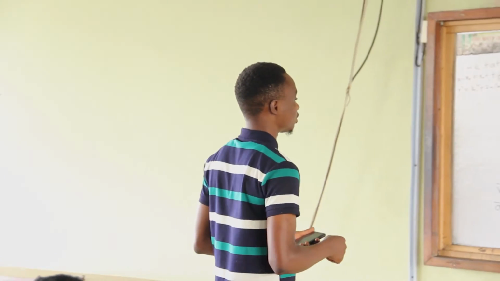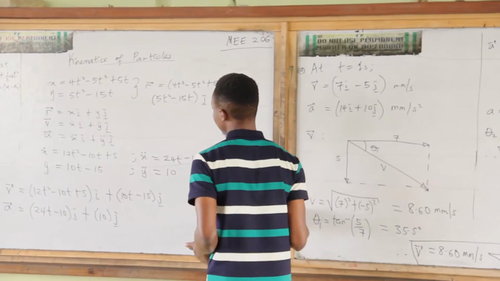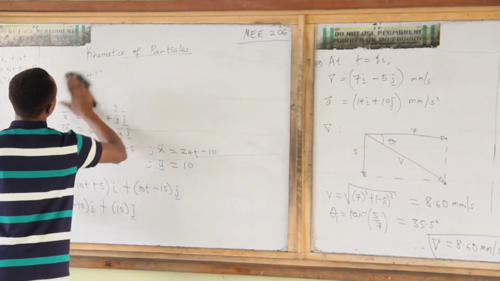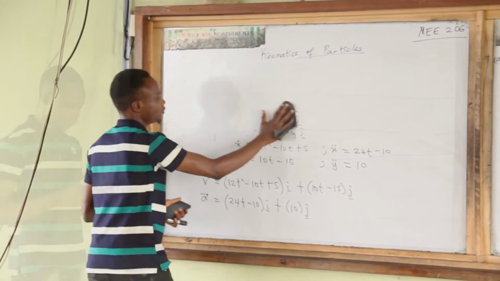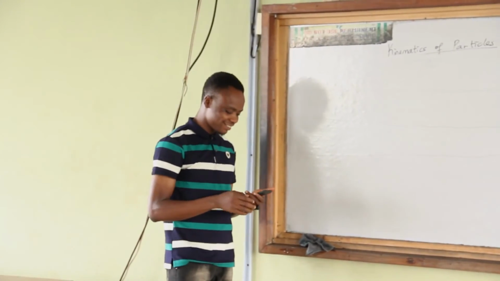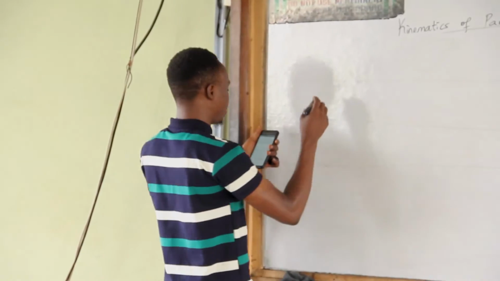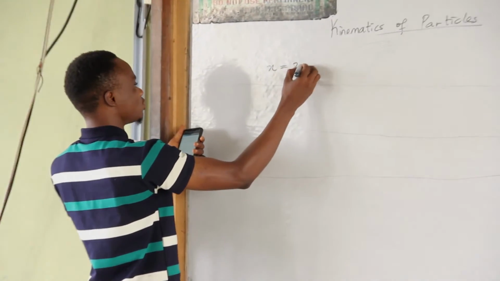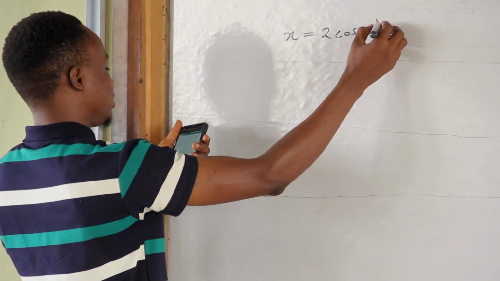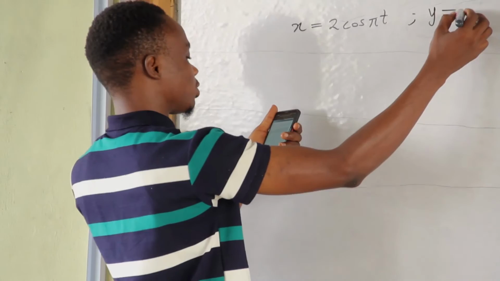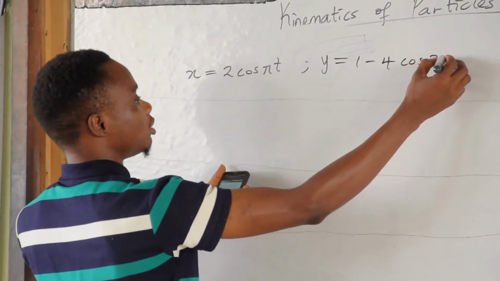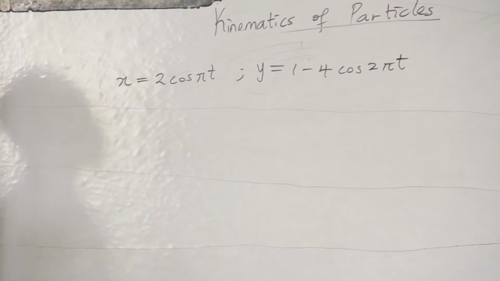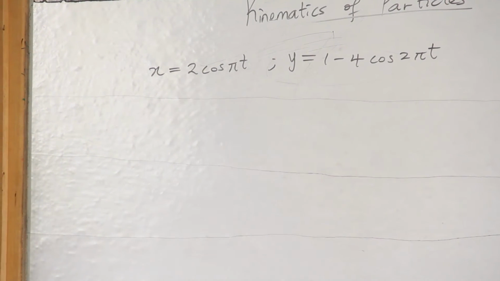We want to establish first that the path is what has been defined here, but it's quite easy to do. What you're going to do is just make a substitution. Look at this. Okay, look at the dot, please. x equal to 2 cos pi t, y equal to 1 minus 4 cos 2 pi t. Right, that's how the positions have been defined.